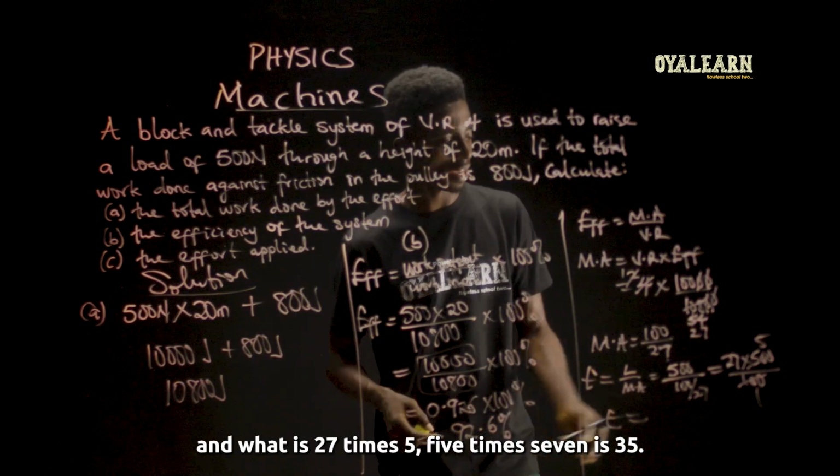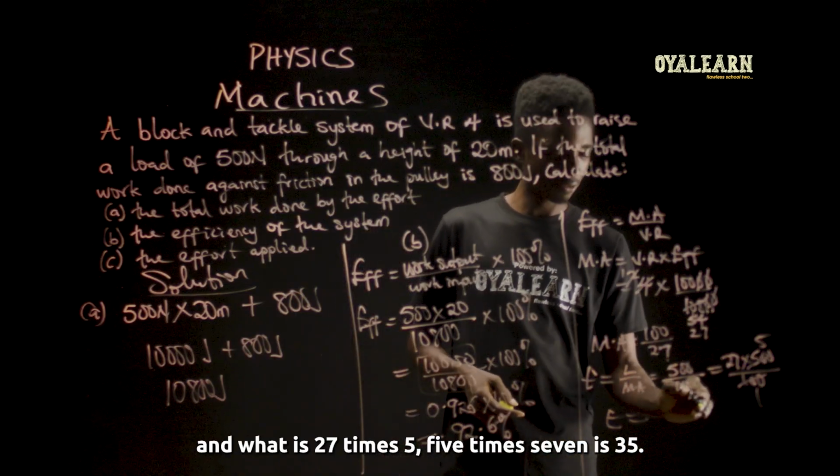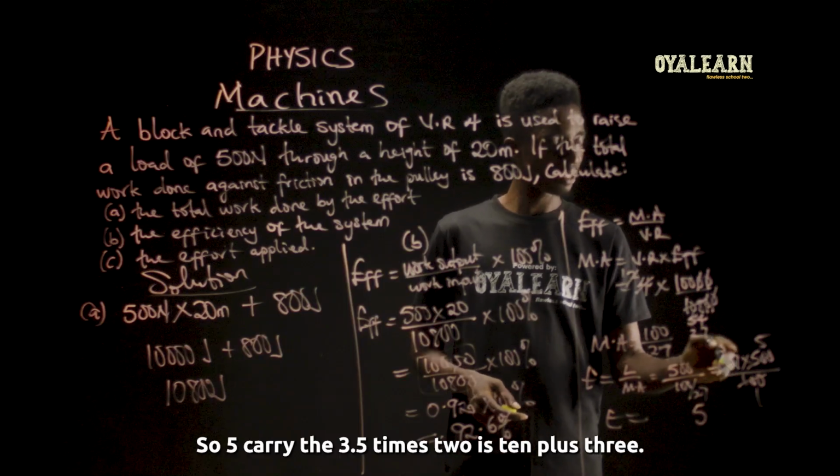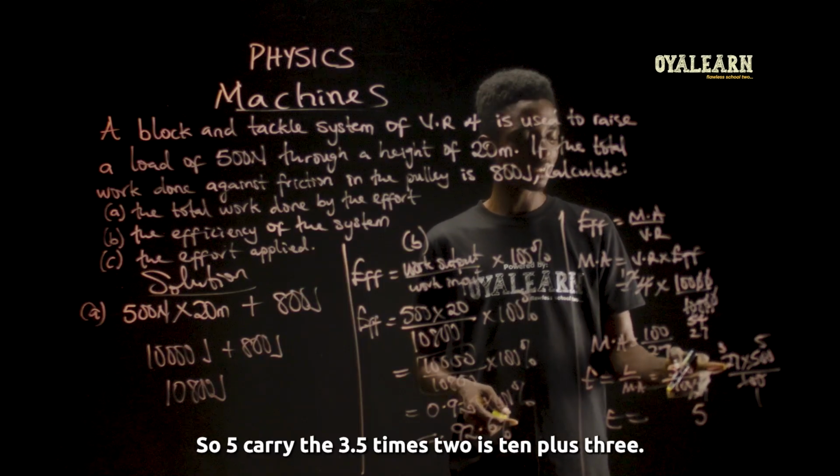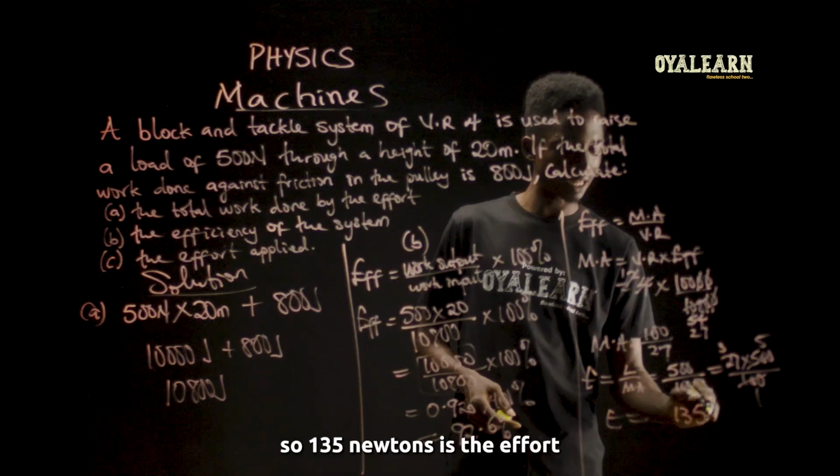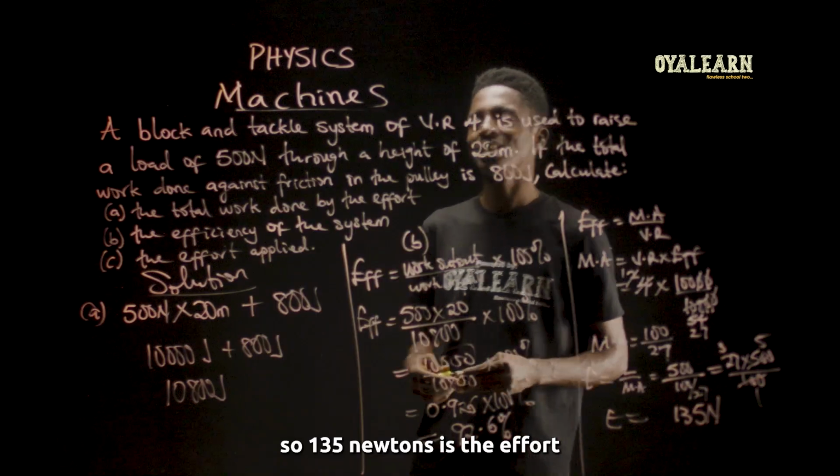And what's 27 times 5? 5 times 7 is 35. So 5, carry the 3. 5 times 2 is 10, plus 3, that's 13. So 135 newtons is the effort.